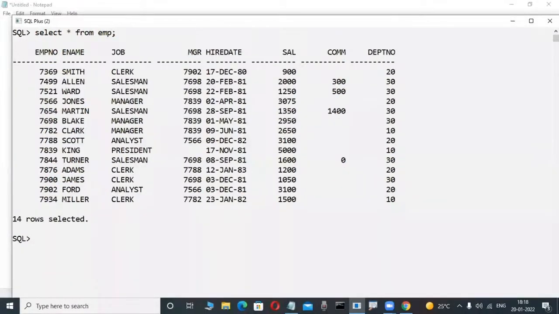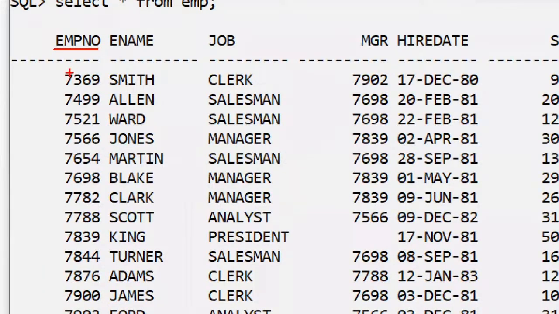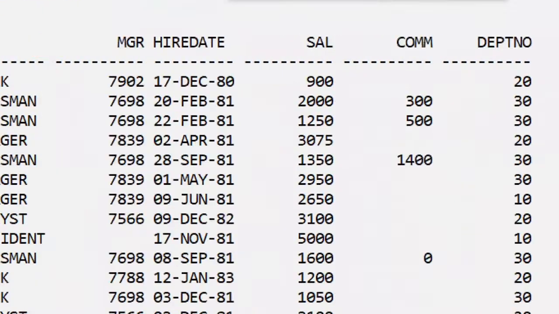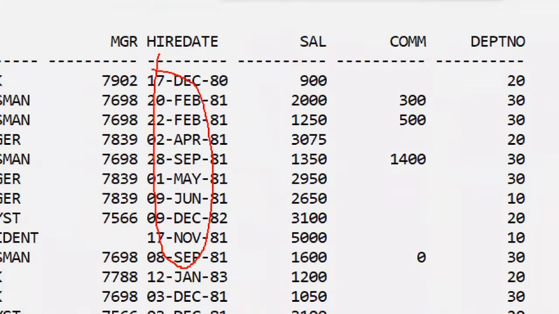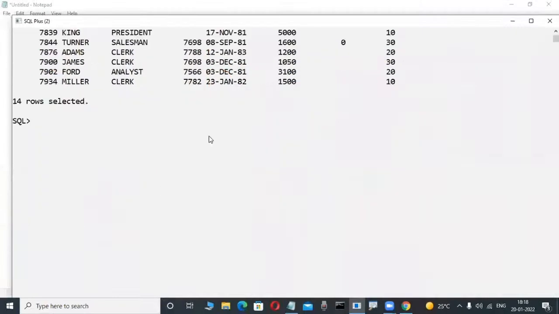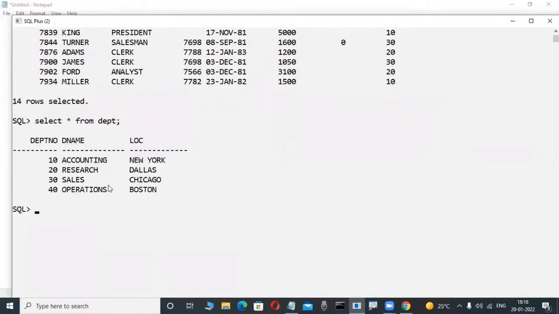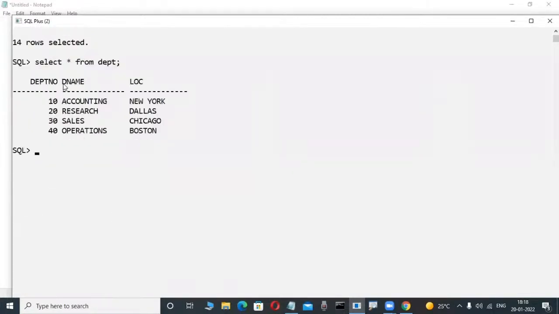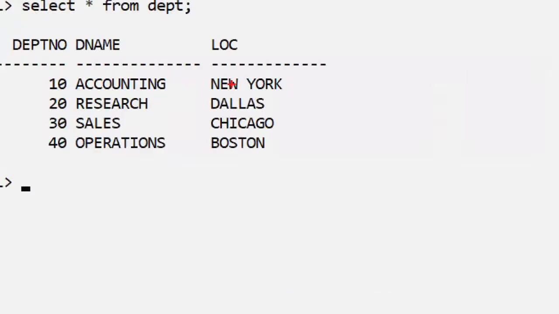Observe here, this is a matrix format. Here in the employee number column only numbers are available. In this column only characters are available. In this column only dates are available. That's why the data is stored in a structured manner. In a relational database, structured data is there, a structured collection of data.